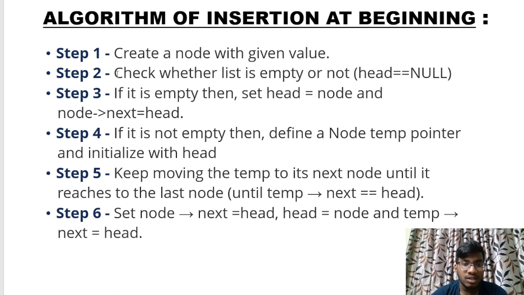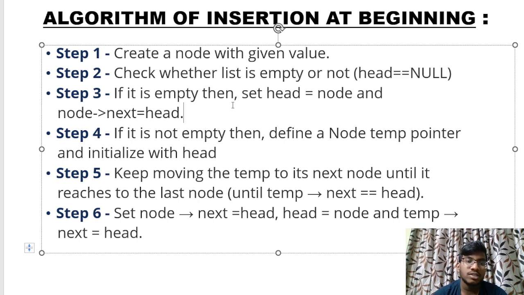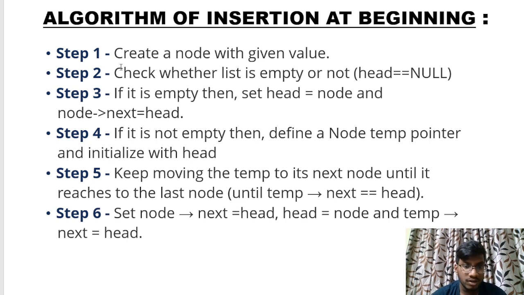The second step is to check whether the linked list is already created or empty. If the linked list is empty, then we set our new node address to the head, and node of next is head. We assign the head variable to the linked list, and head is null here. We are keeping node of next as head.